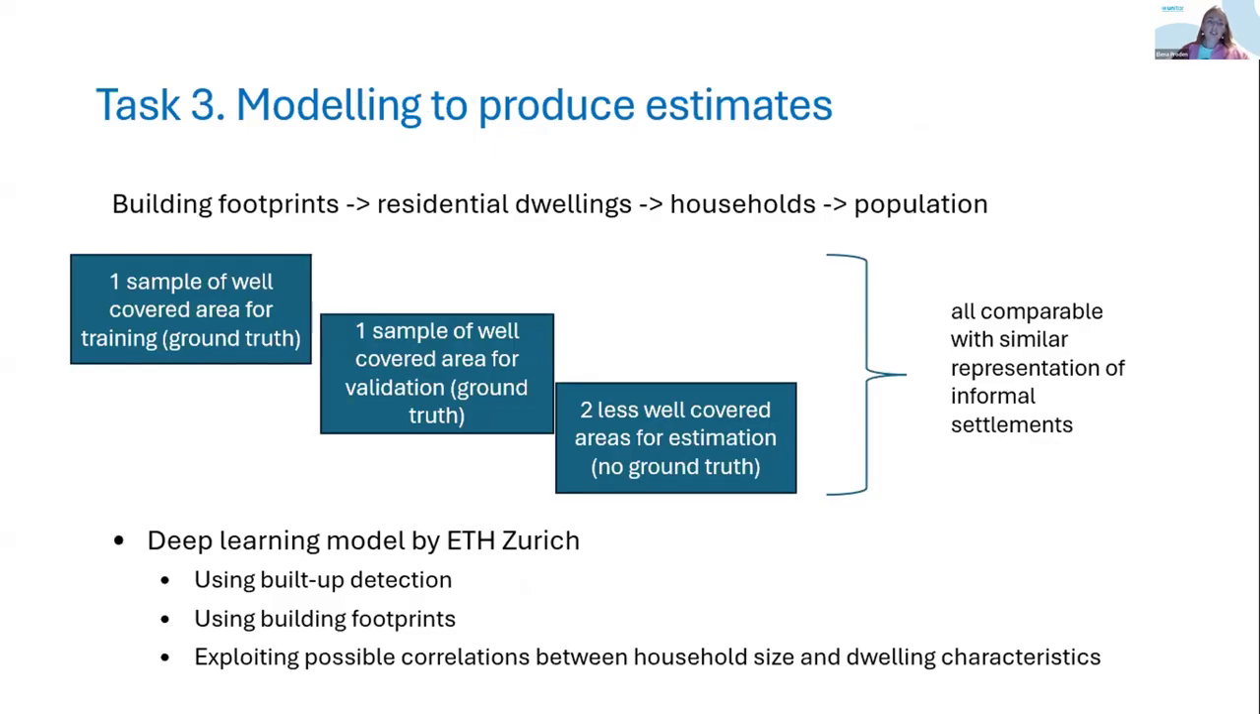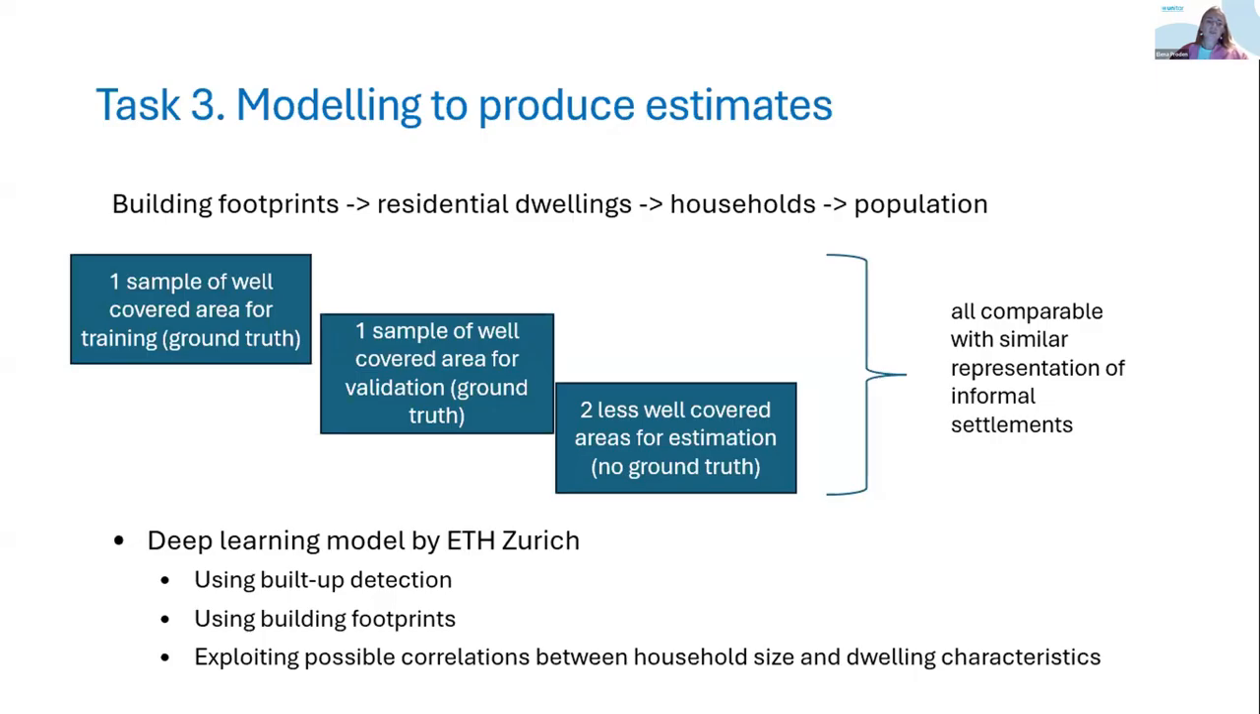Then the third task is related to modeling that is being done with ETH Zurich. The idea here is to have 2 samples where there is ground truth data, essentially where the census data is good and represents well the informal settlements, one of them to be used for training and the other one for validation, and then also have 2 less well-covered areas with no ground truth for estimation.